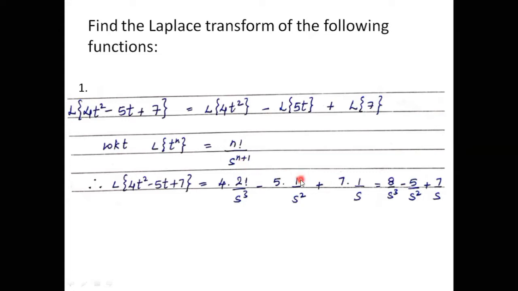So 1 factorial is 1, and s power 2. Plus, Laplace transform of a constant a is a by s, so it is 7 by s. If you take this 7 outside, you will be having Laplace transform of 1, and that will be 1 by s. So at last I have just solved this: 4 twos are 8 by s cube, 5 ones are 5 by s square, and 7 by s. This is the final answer for Laplace transform of 4t square minus 5t plus 7.